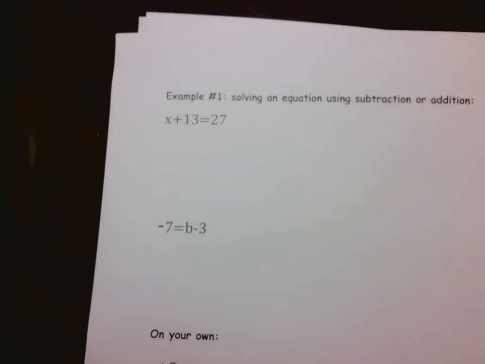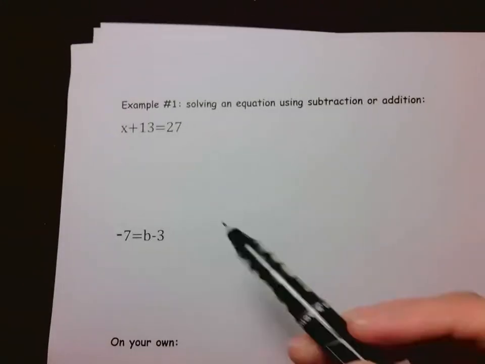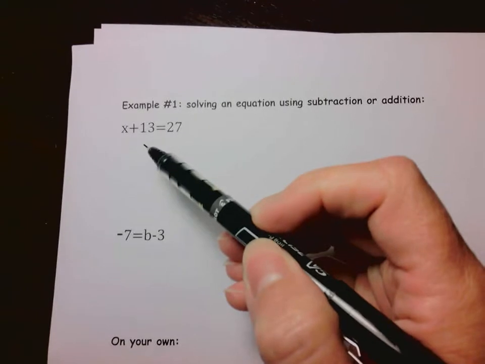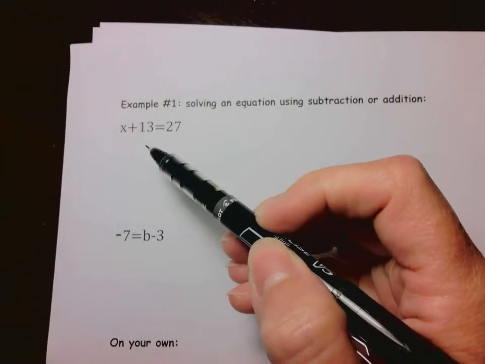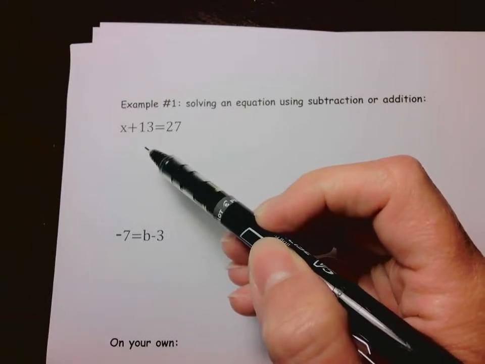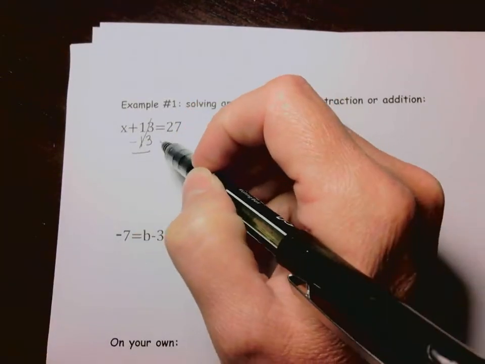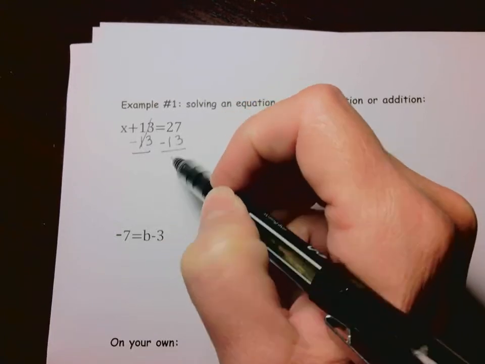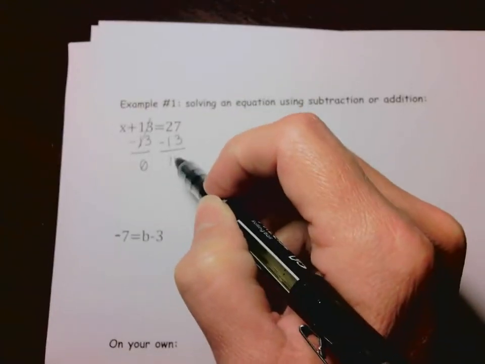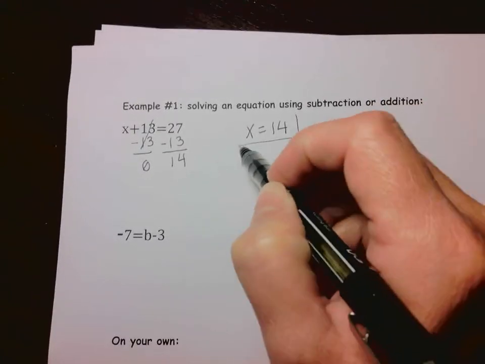So let's look at example number 1. Solving an equation using subtraction or addition. This 13 is connected to this variable through addition, and so I want to undo this operation using subtraction. So I'm going to subtract 13 from both sides, and when I do so, I get 14. And so x equals 14.